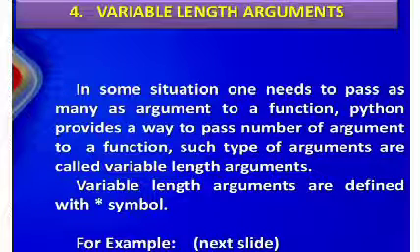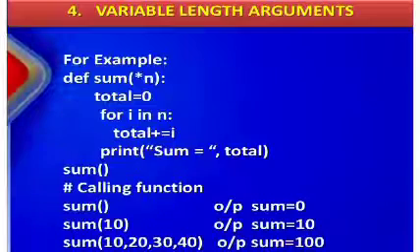It contains many arguments, which are decided during the function call. Variable length arguments are defined by using the asterisk sign, the star symbol. For example, def sum(*n) has only one argument, but it accepts any number of values during the function call.